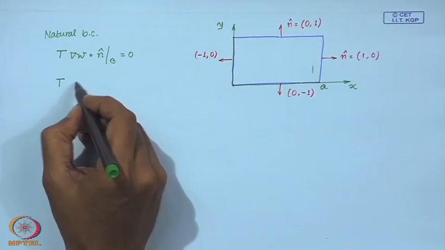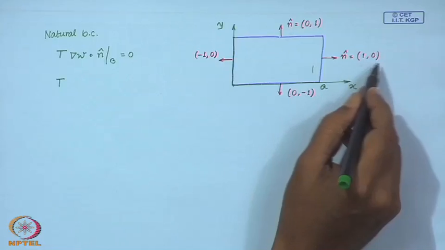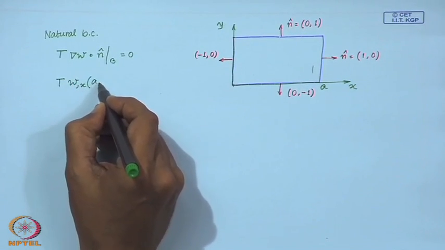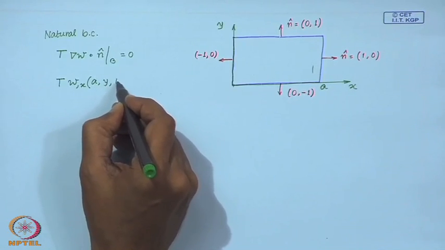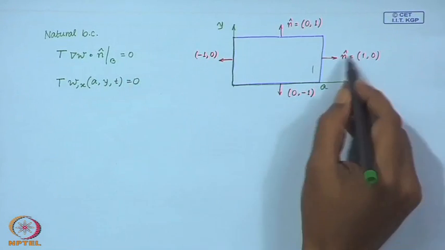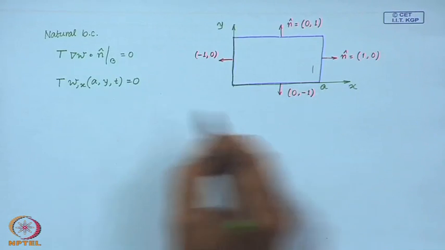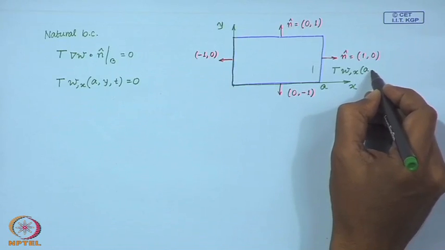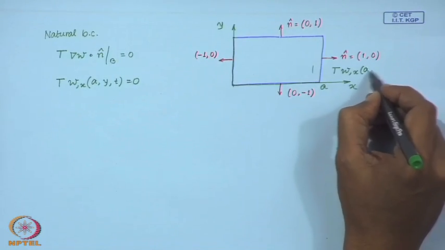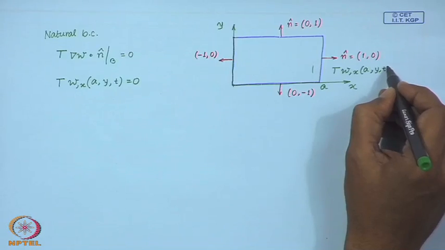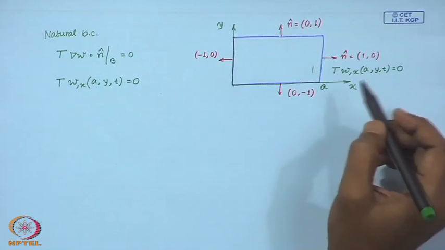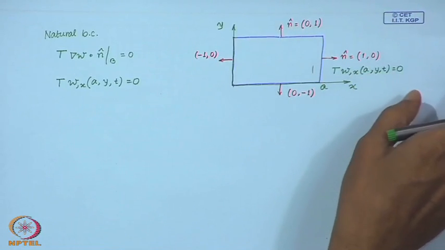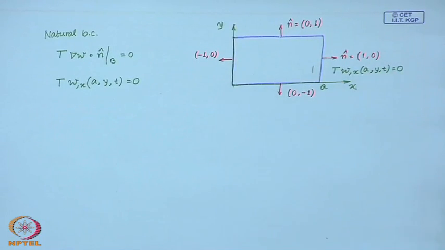So, n is 1 0. So, therefore, at the right boundary you have this condition. If it is a dynamic natural boundary condition. If the boundary is fixed, then of course, you have the geometric boundary condition which says that the displacement is 0.